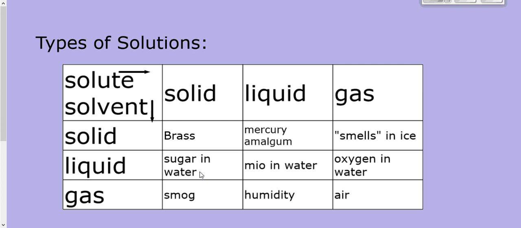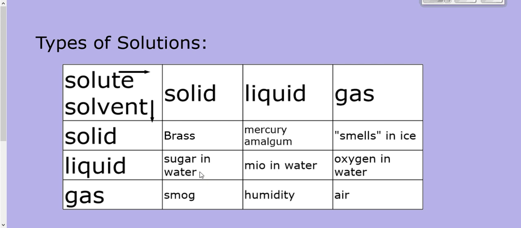We can also have solids, liquids, and gases dissolve into liquids. Sugar dissolving in water is a common example of a solid dissolving into a liquid. Your liquid Neo or Crystal Light solution that you might use to flavor your water would be a good example of a liquid-liquid solution. And a gas, like oxygen, dissolves into water and allows fish to breathe.